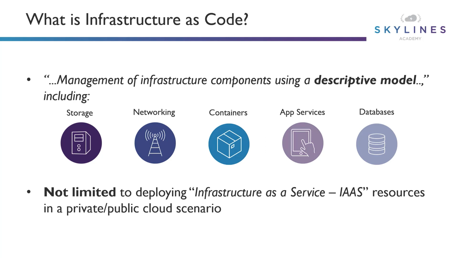Now, infrastructure as code, or IaC for short, is the management of infrastructure components like storage, networking, servers, allowing you to run application workloads. However, it is not limited to just infrastructure itself, as it also allows you to manage things like containers, app services, and the like. It's important that it is done using code, using a descriptive model. This means you create an outline, like a blueprint, of the desired state of the infrastructure you want to achieve.